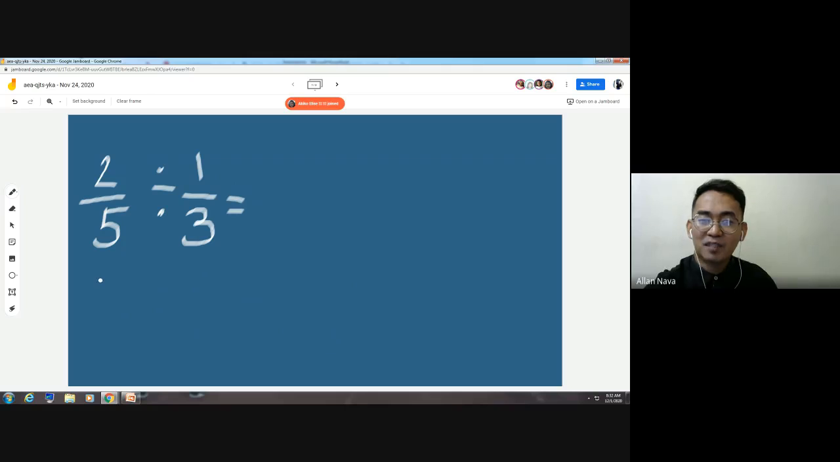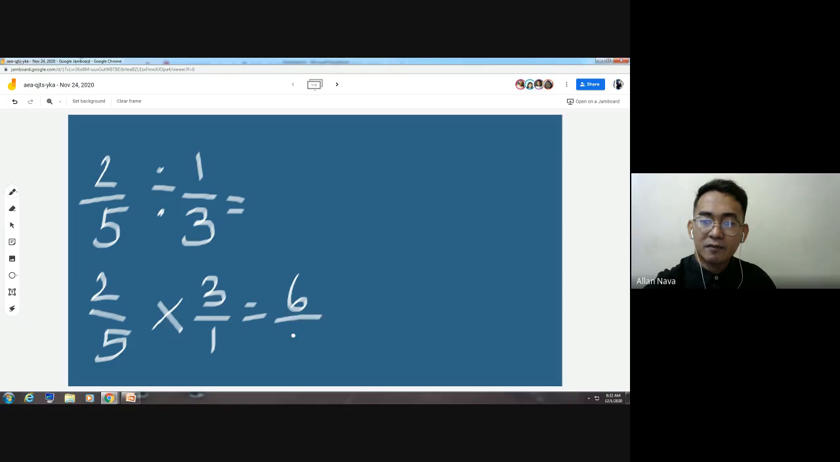So madali na to class kasi i-flip nyo lang siya. So copy 2/5, change the division into multiplication, and then flip 1/3. So flipping 1/3 means we'll give 3/1. And that is 2 times 3 is 6. 5 times 1 is 5.